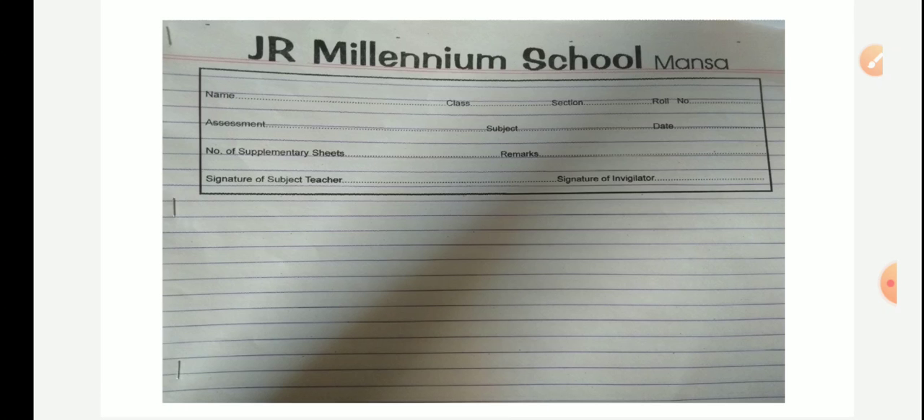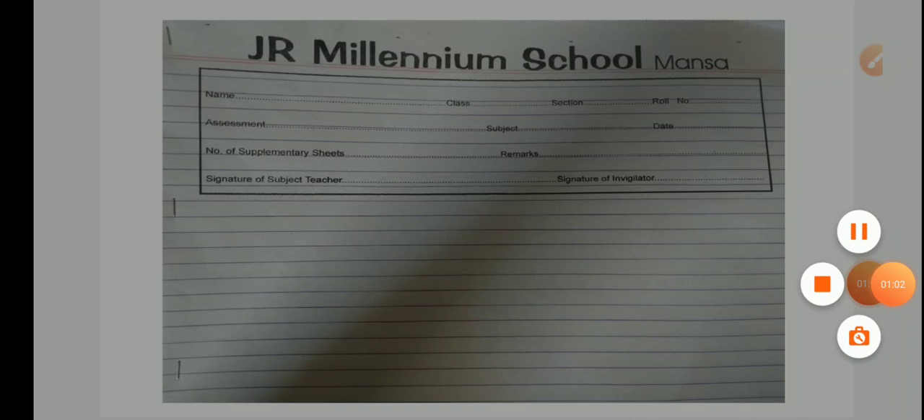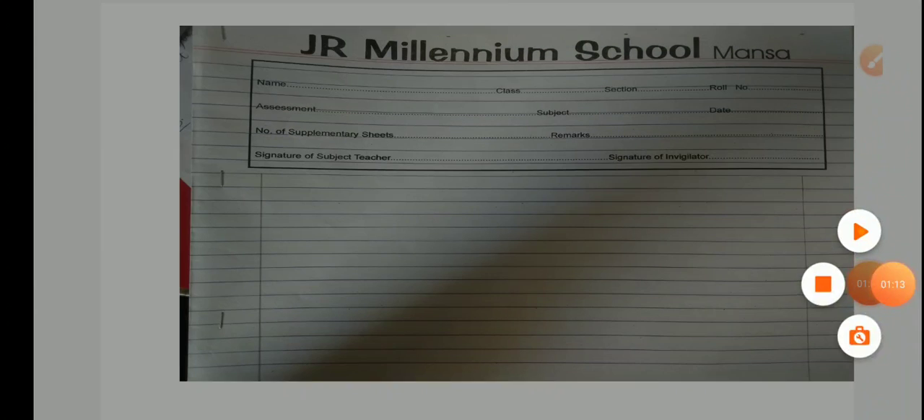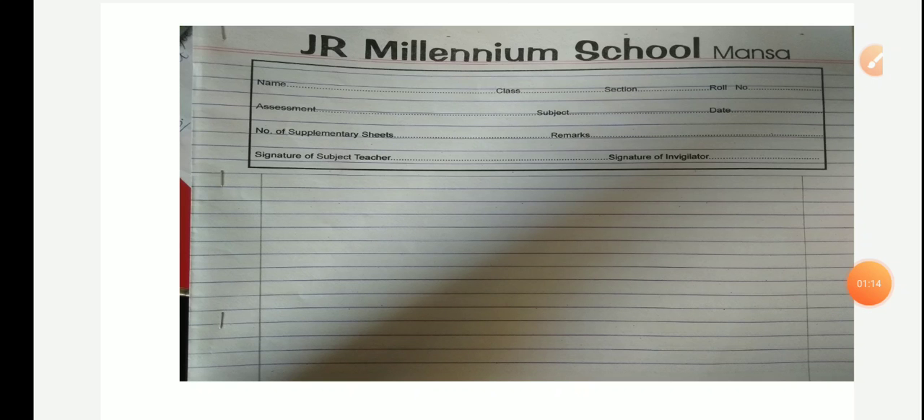Write the number here. Okay, after that take your scale and with the help of scale draw scale size margins on both the sides of this answer sheet. Yes, like this, as it is shown in the picture. Draw the margins on both the sides with the help of pencil.